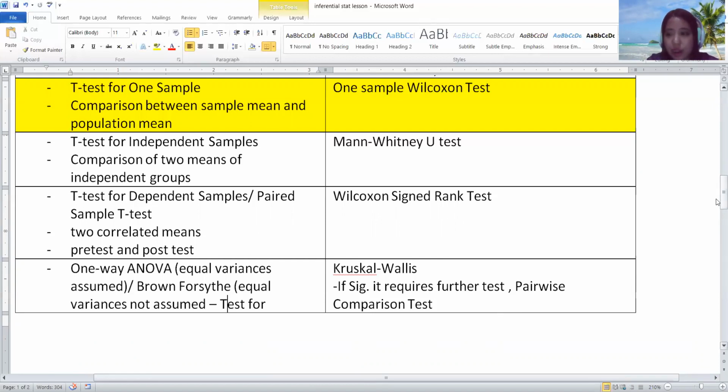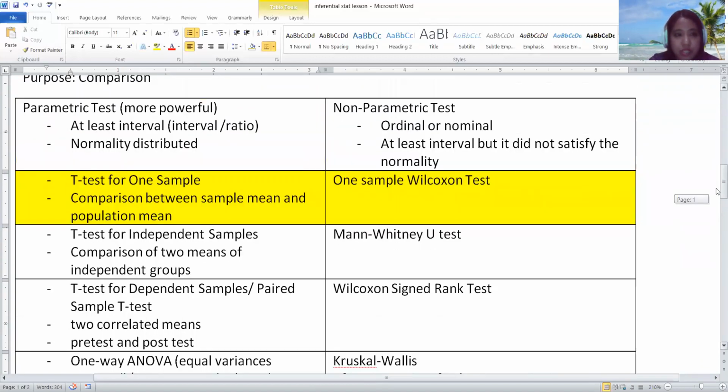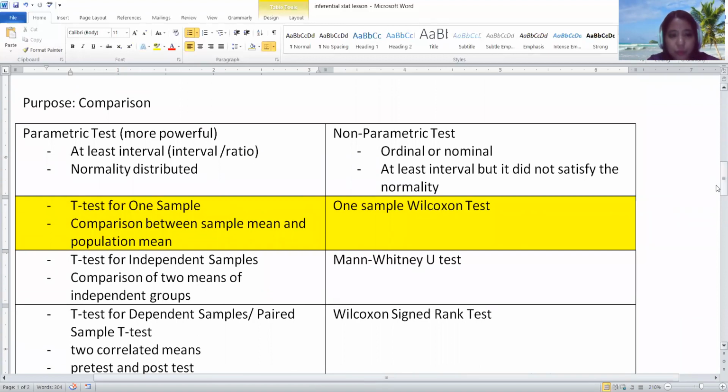Okay, so in our next video, we will consider an example of t-test for one sample. And let's also try to use one sample Wilcoxon test, which is its counterpart.